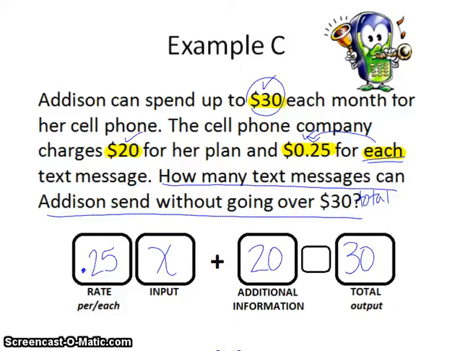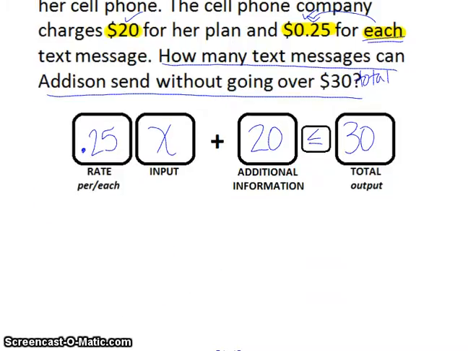So if Addison has $30 to spend, she cannot go over that, so I need a less than symbol. But if she has $30, she can spend all 30 of it, so I can put an equal sign underneath it. So I have a less than or equal to problem. But now I need to answer the question, how many text messages can Addison send without going over $30? So what I have to do is solve this inequality.